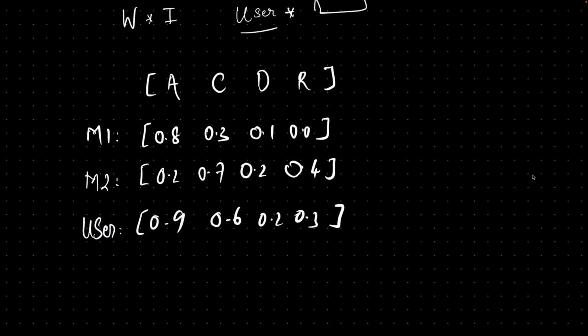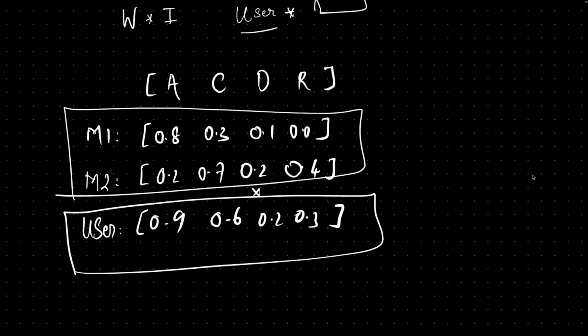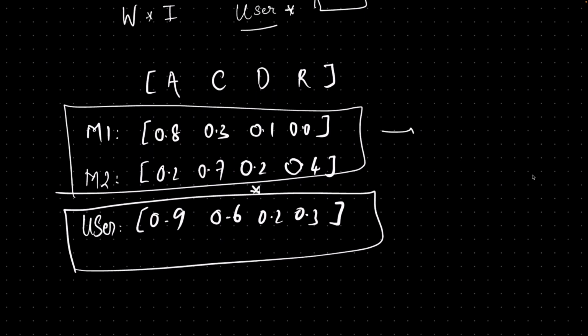Now, where does matrix vector multiplication come into the picture? The way it comes into the picture is you create a matrix of these two movies, and if you do a dot product, or multiply it with this user preference vector, you will get a new vector which will give you the user's preferences for each movie.